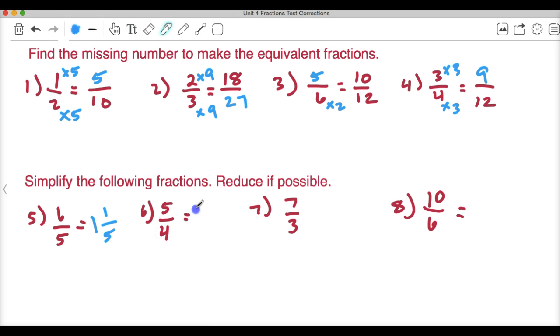4 goes into 5 one time. There is 1 remainder, and 4 is our denominator still. 3 goes into 7 2 times with 1 left over, and 3 is our denominator. And again, they can't be simplified. 6 goes into 10 one time with 4 left over, and 6 is our denominator. We have to continue on because 4 and 6 have a common factor of 2. So when we do that, our answer is 1 2/3.